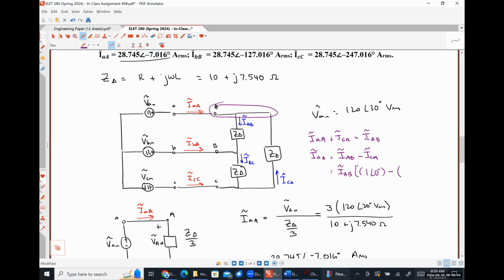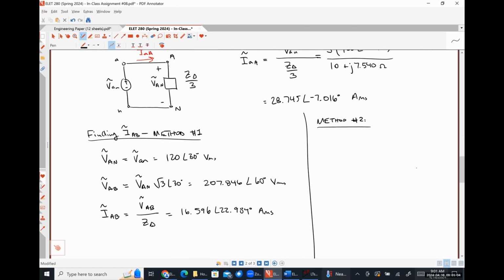What is ICA in terms of IAB? So if IAB is the A phase, IBC would be the B phase, ICA would be the C phase. So minus 240. Somebody throw that in their calculator. Just 1 angle 0 minus 1 angle negative 240 and tell me what shakes out. You should not be particularly surprised by the result. Oh, third. So root 3 angle negative 30 degrees. So just IAB times root 3 angle negative 30 degrees.